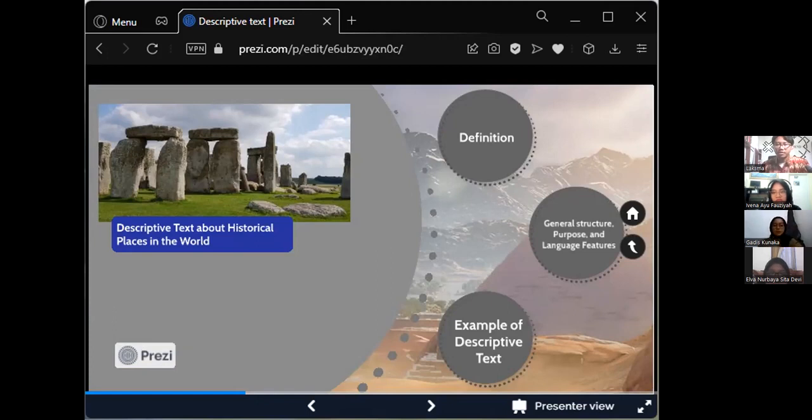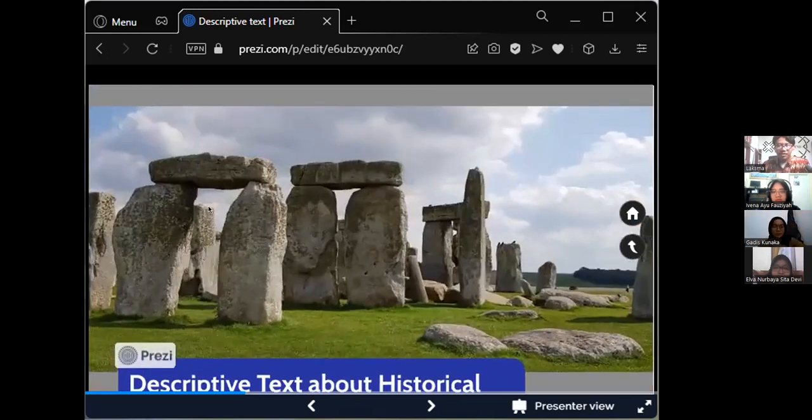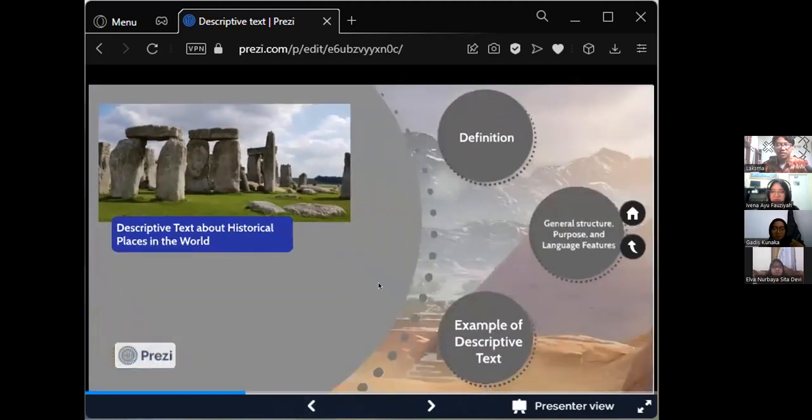But first, just for trivia, I would like to inform you about this. Is there anyone who knows this, by the way? As you can see, that's a bunch of stones. But actually, they have a name. The name is Stonehenge. You can see it in England if you want, and it's really big and huge. It's just random knowledge for you.